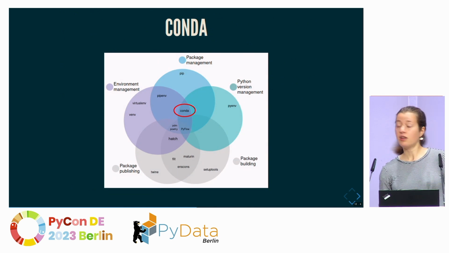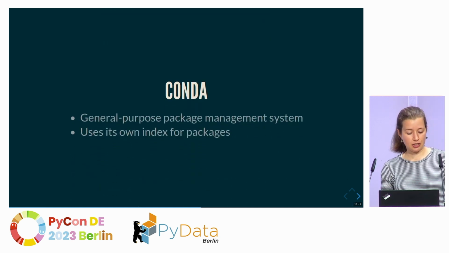And then there is Conda, of course. Conda can do everything pipenv can do, so Python environment management, package management, and in addition also Python version management. Conda is a general purpose package management system, so it's not limited to Python packages. Special about Conda is that it uses its own index for packages, so it does not pull them from PyPI. Conda is a massive tool, so it has a lot of features, and I won't go into more detail here, since, again, you will find multiple resources to learn more about Conda.